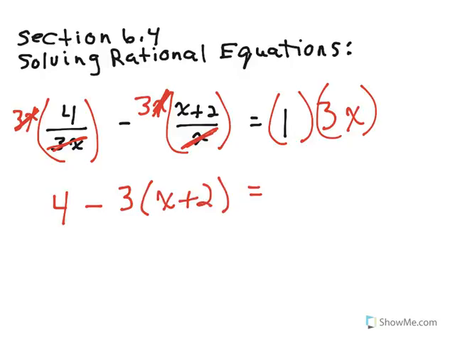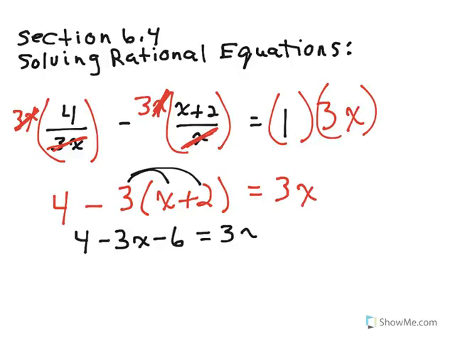And on the other side of the equal sign, 1 times 3x is 3x. Now we can multiply out the negative 3, and that gives us 4 minus 3x minus 6 equals 3x. To solve for x, we need to get all variable terms on one side of the equal sign and constants on the other. And here we have like terms. 4 minus 2x is negative 2.